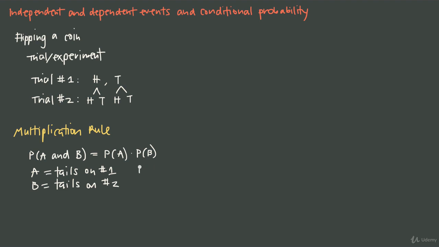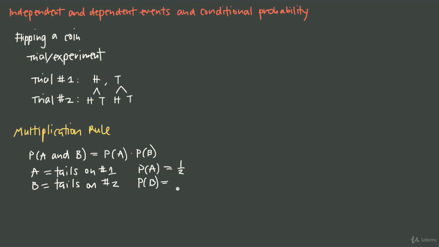The probability of event A is, what's the probability that we get tails on the first flip? Well, we know that that's 1/2, because I have a 50% chance of getting either heads or tails on a single flip. What's the probability of event B? What's the probability that I get tails on the second flip?